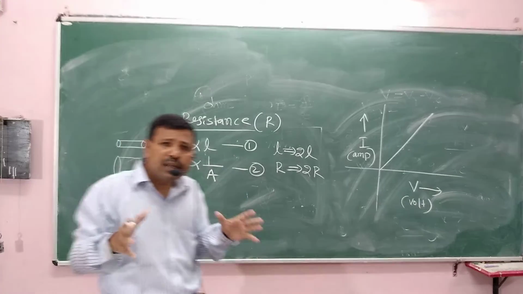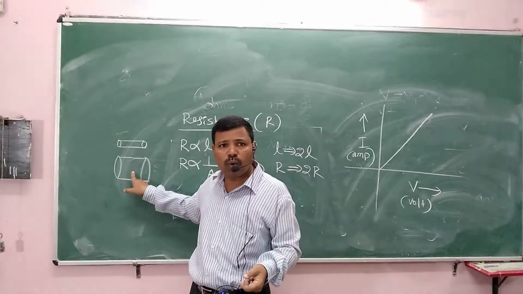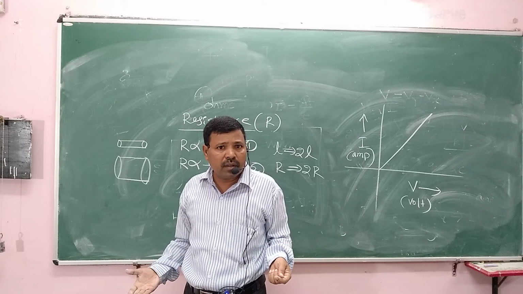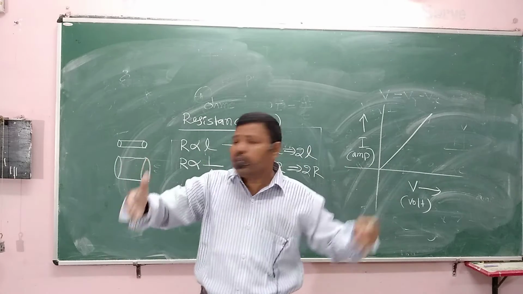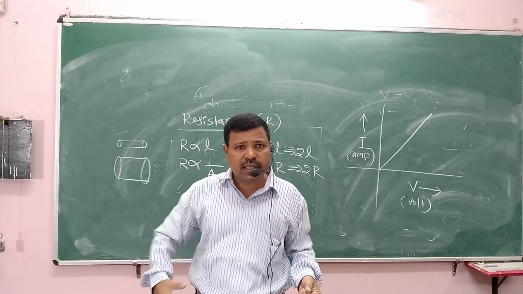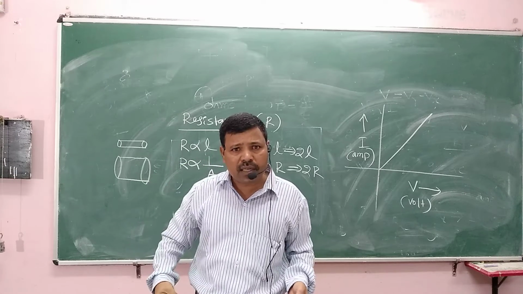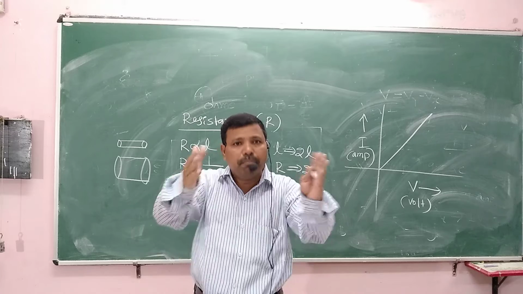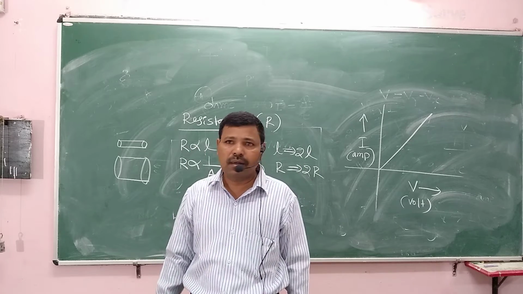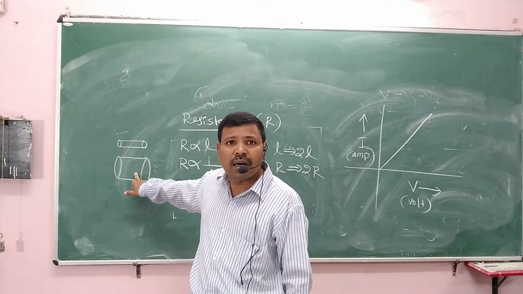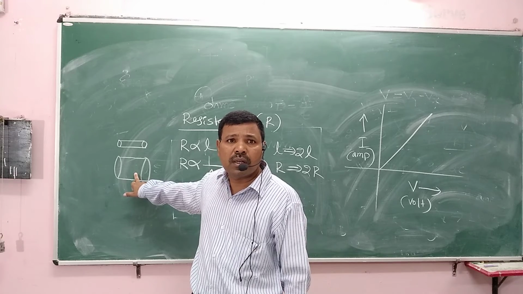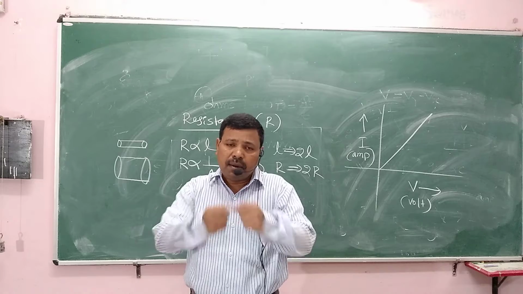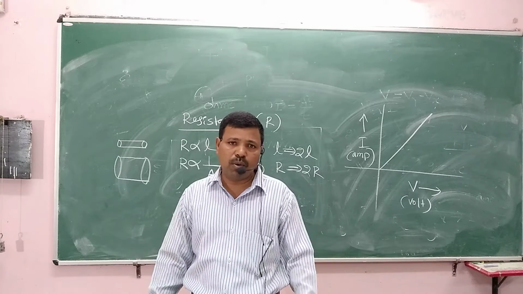If the temperature of the same material is more, then its resistance is more. Suppose if the temperature of this conductor is 100 degrees Celsius instead of 20 degrees Celsius, then this conductor will have more resistance. So temperature of the conductor also influences the resistance of the conductor. If the temperature is more, resistance is more.